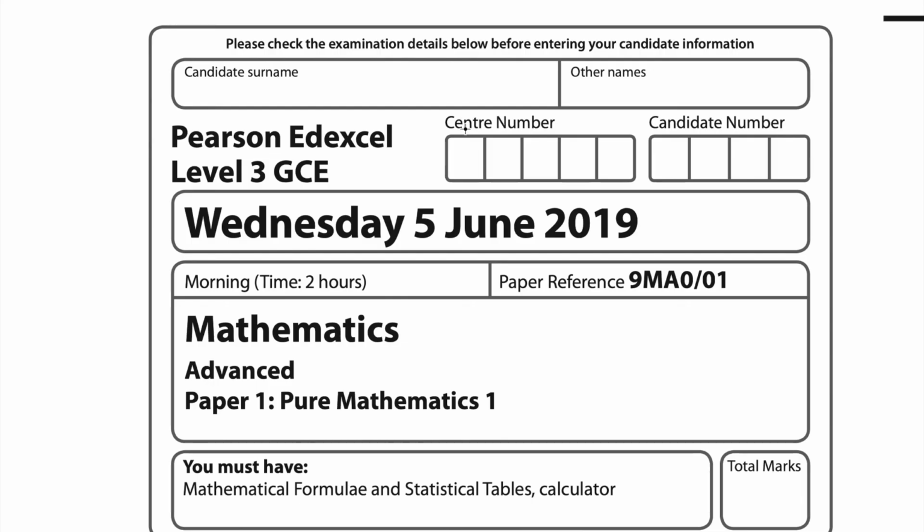And that there was the June 2019 Edexcel Maths Paper 1. It certainly was a good paper. It did cover a lot of the curriculum, a lot of the specification, and I thought that it was quite a provoking yet rewarding paper. So all in all, that was quite positive.